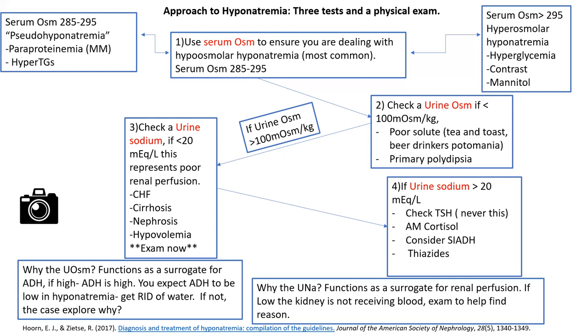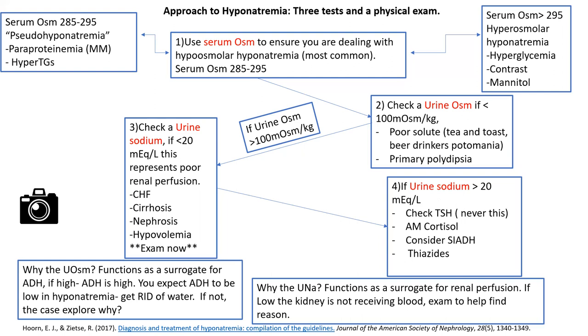Okay, so circumstances where you're going to have low perfusion to the kidney, it's going to be poor flow states like CHF. If you have cirrhosis, you will have decreased SVR, so your kidney's not really seeing a lot of blood.